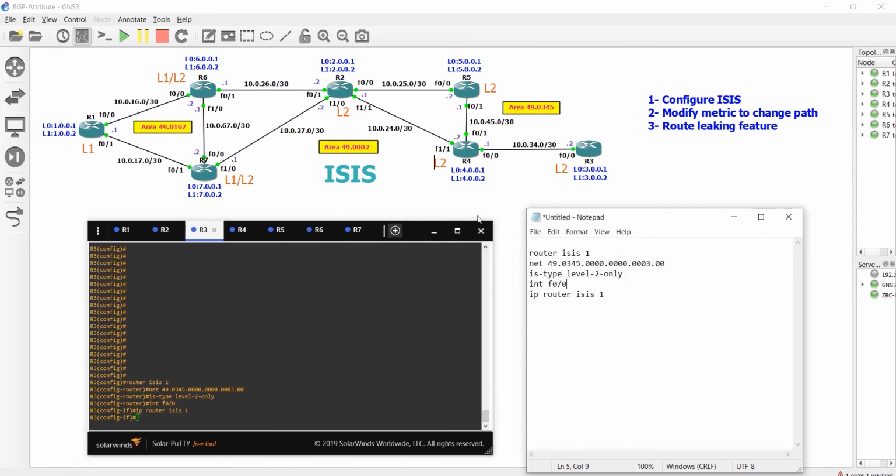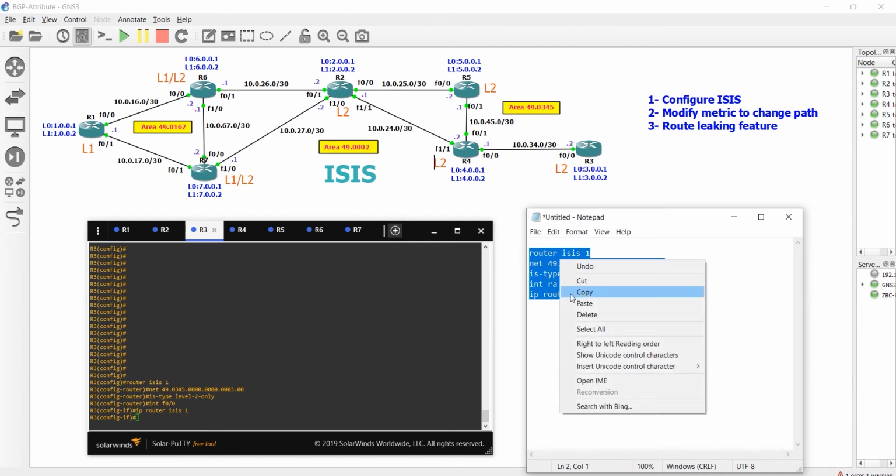And for R4, R4 is here, and area is okay, and about, yeah, this number is 4, and this is level 2 only, and range interface F0 to 1, and loopback 0 to 1, and F11, and this is okay.